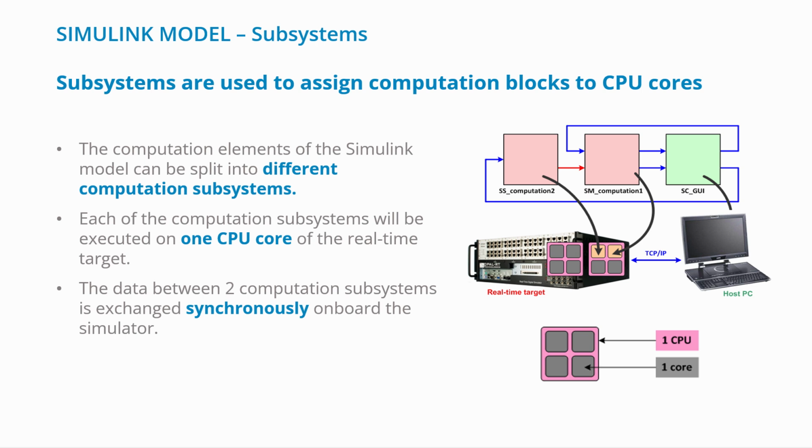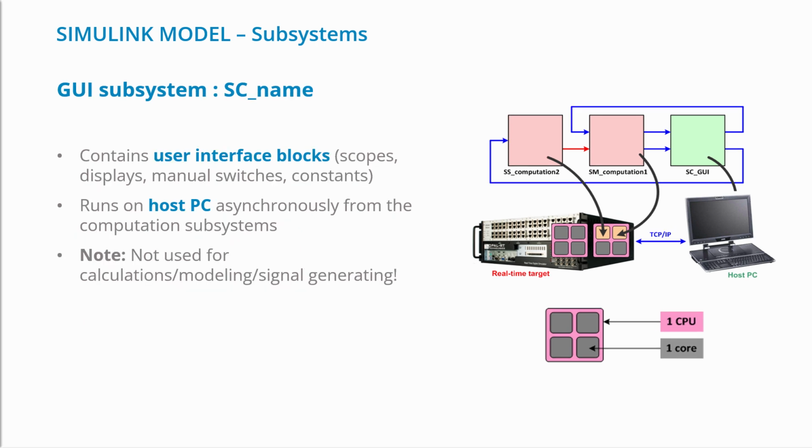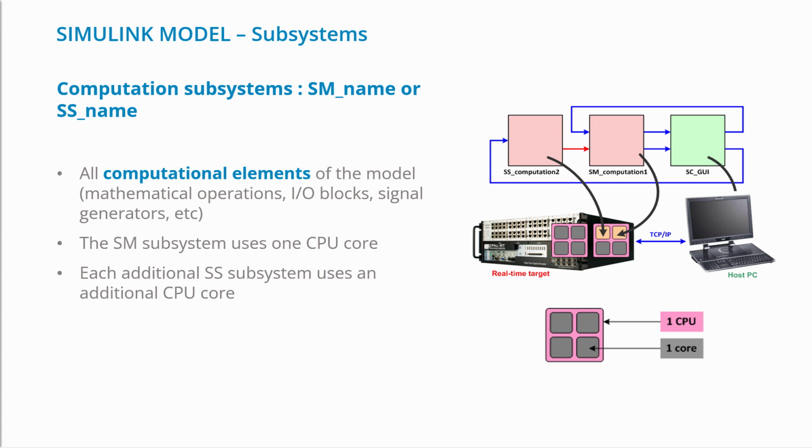Notice that each of our subsystem blocks carries a particular prefix. This is used by RT Lab to distinguish the purpose of each subsystem. On the right is the GUI. It carries the prefix SC_. At maximum, there can only be one GUI subsystem in a model. For computation subsystems, we use the prefix SM_ for the master subsystem and SS_ for slave subsystems. Any name can be used after the underscore as long as it does not contain spaces, which are prohibited.